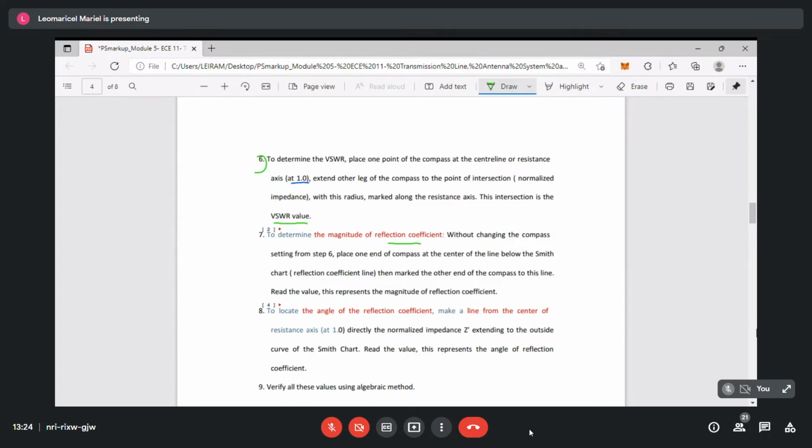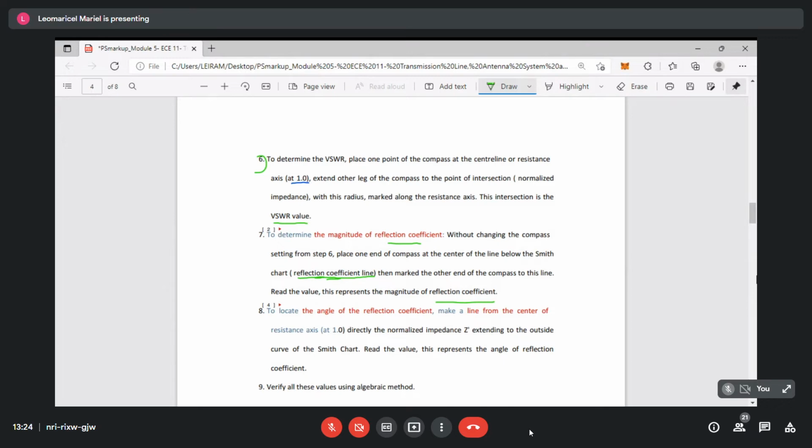Itapat mo lang siya sa tinatawag na reflection coefficient line. Then mark the end of the compass to this line. Read the value. This represents the coefficient of reflection. So yung nasa baba din kanina, yun din yung gagamitin yung compass setting. Then kung saan siya magmamark, that is the value of your reflection coefficient.